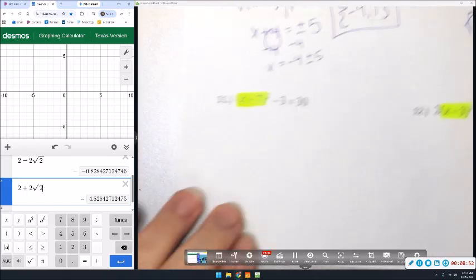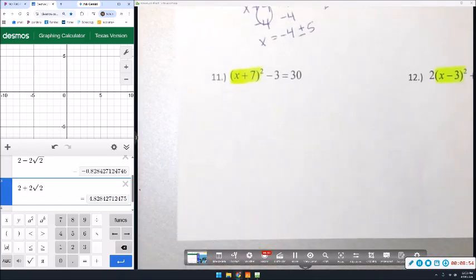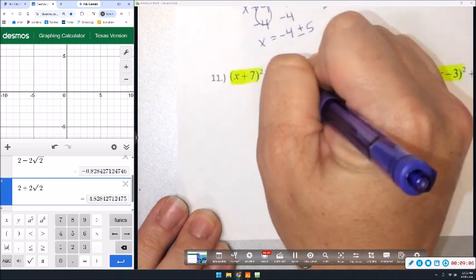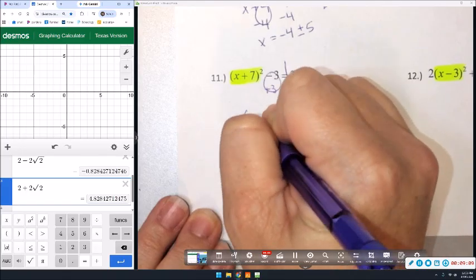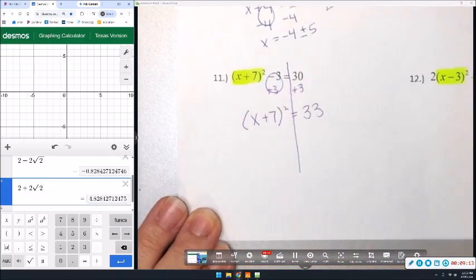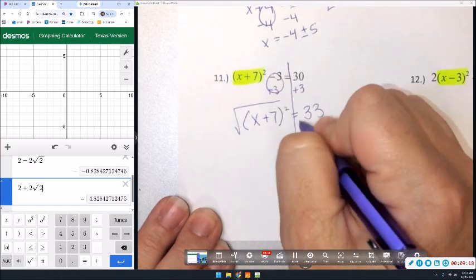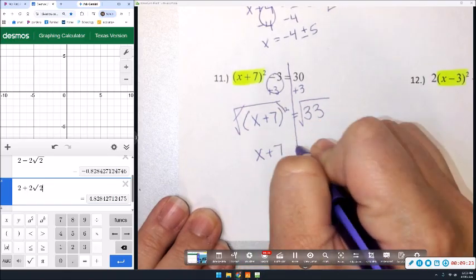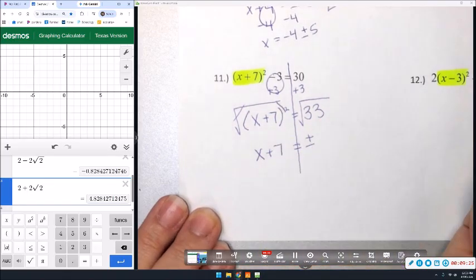Last one we're going to do together is number 11. Is what's squared alone? No. So what do I need to do? Plus 3. And I get x plus 7 squared equals 33. Now what? Square root both sides. On the left side, my square root cancels my squared, and I get x plus 7. And on the right side, don't forget our plus and minus.